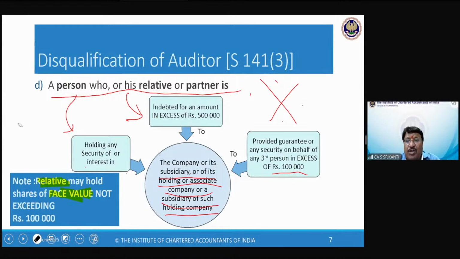What is the face value of 1 share of Reliance? 10 rupees. What is the market value of 1 share of Reliance? 1,200. So 1 lakh face value means how many shares? 10,000 shares of Reliance. What will be the cost? You have to calculate at today's market price. So market value is not the criterion. Face value 1 lakh. Got it?